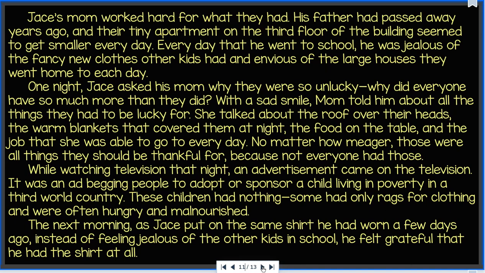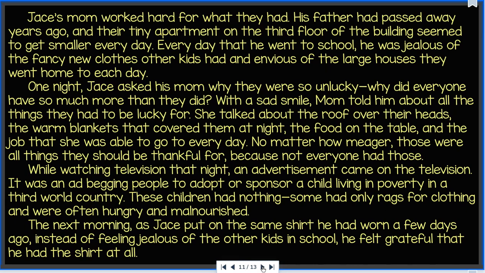With a sad smile, Mom told him about all the things they had to be lucky for. She talked about the roof over their heads, the warm blankets that covered them at night, the food on the table, and the job that she was able to go to every day. No matter how meager, those were all things they should be thankful for, because not everyone had those.